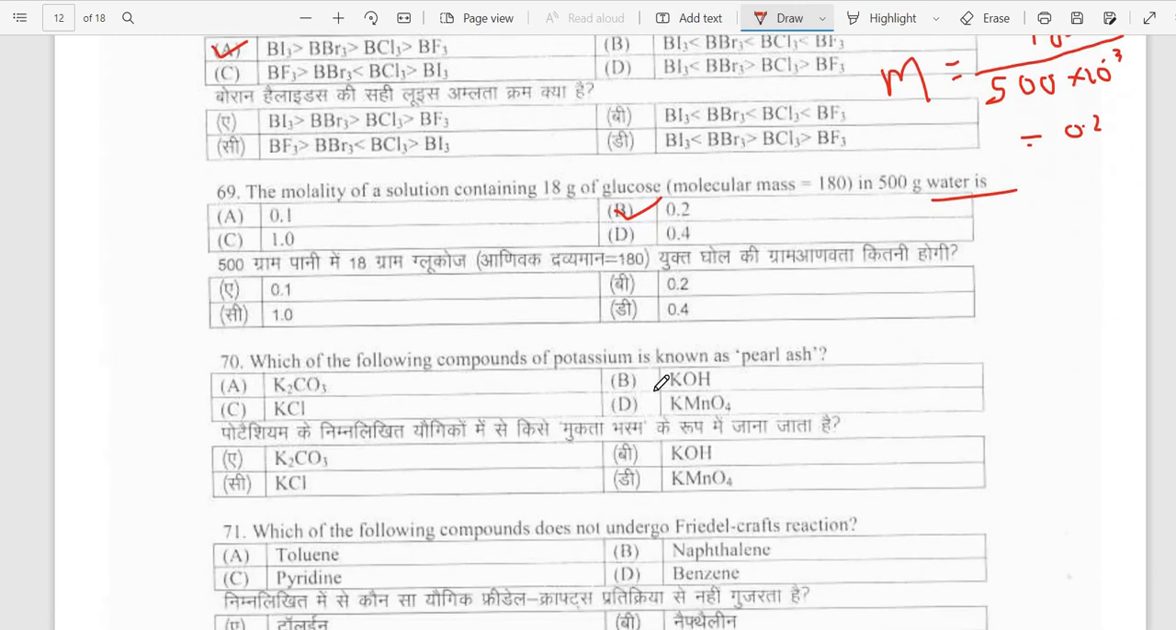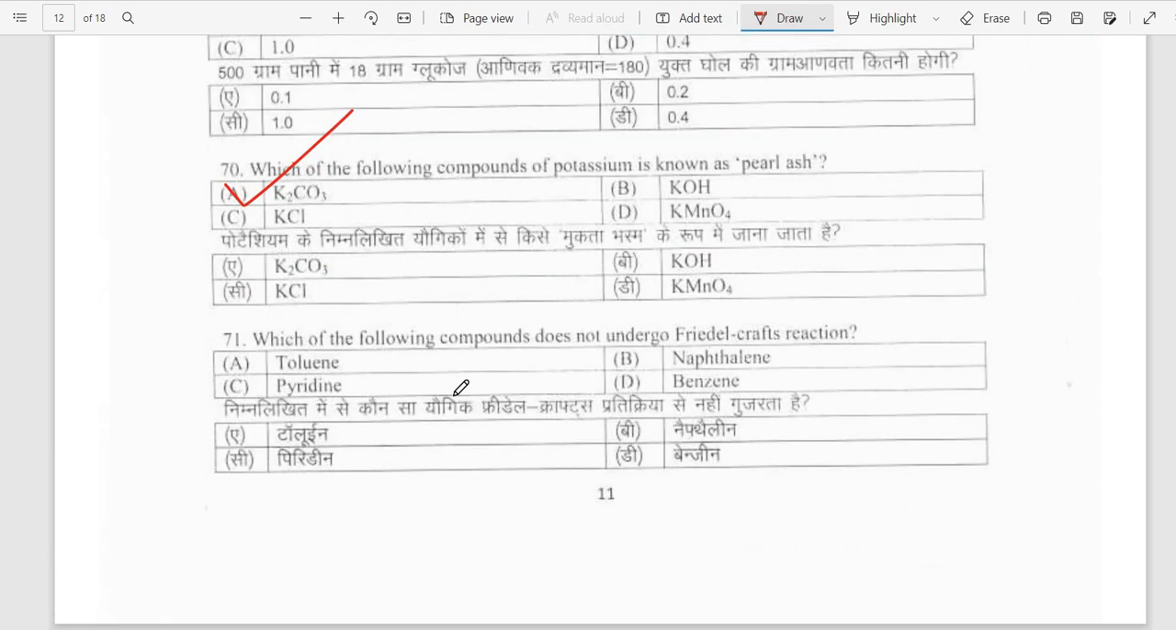Which of the following compounds of potassium is known as pearl ash? It's a very memorable and informative question. Pearl ash is K2CO3. K2CO3 is called pearl ash.